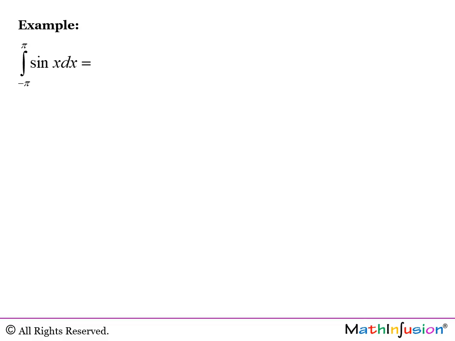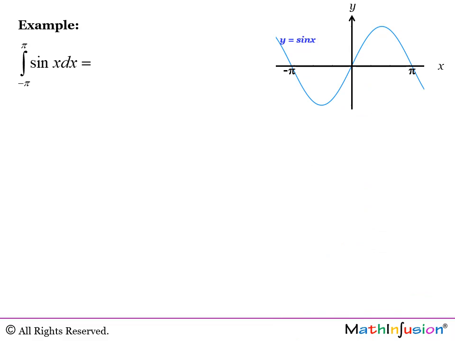Example, the integral of sine x dx between negative pi and pi. Here's the graph of the function. Let's look now at the region that is enclosed between the graph y equals sine x and the interval negative pi to pi. Here it is. It's easy to see that the area of the region B equals the area of the region A. But this integral is the area above, which is B, minus the area below, which is A. So B minus A is 0.